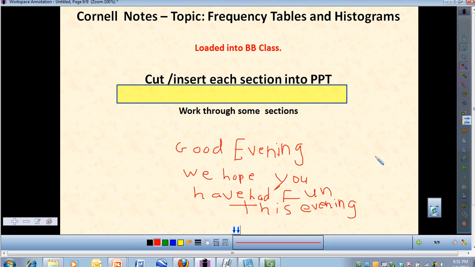So here we are, pretty much done. Your frequency table document is indeed loaded into the Blackboard class, where you have found some of the other documents. It's inside the folder that you know where it is.